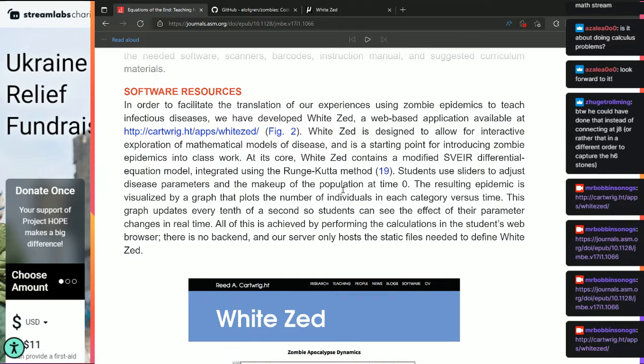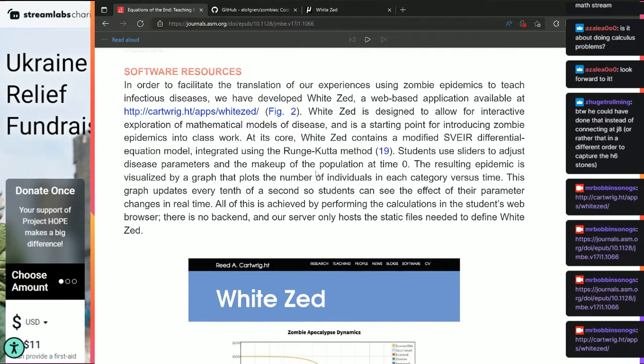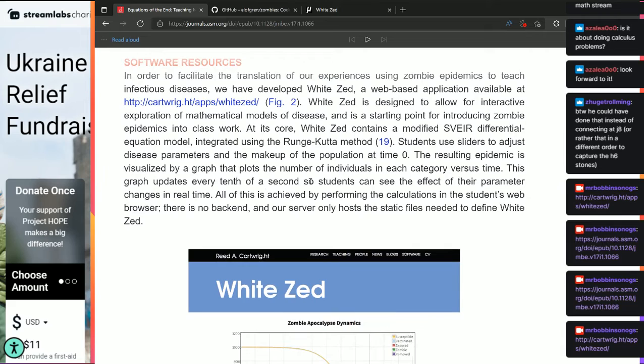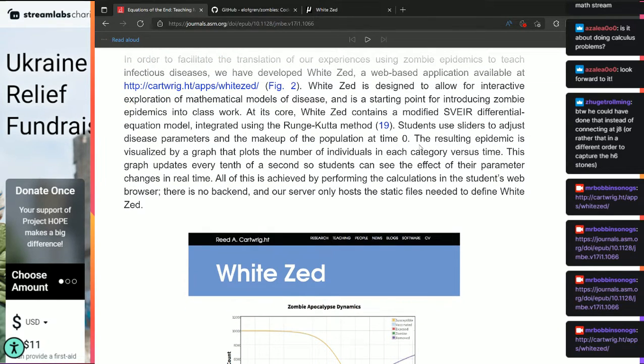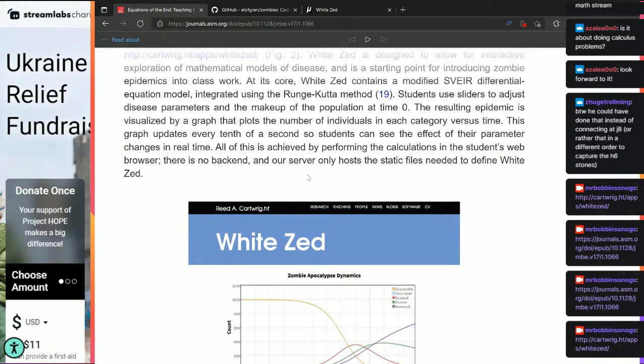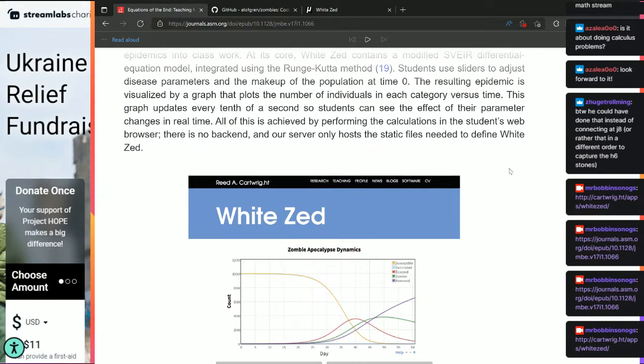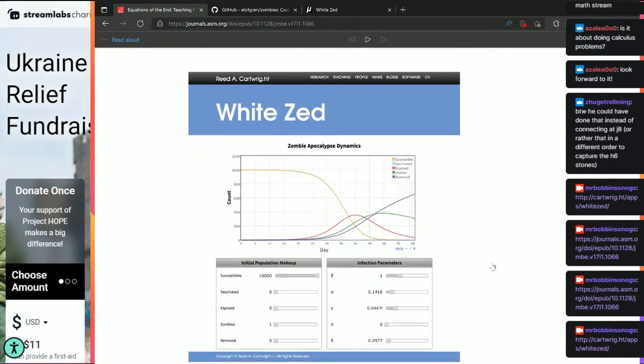Students use sliders to adjust disease parameters and the makeup of the population at time zero. The resulting epidemic is visualized by a graph that plots the number of individuals in each category versus time. This graph updates every tenth of a second so students can see the effect of their parameters change in real time. All of this is achieved by performing the calculations in the student's web browser. There is no back end, and the students only host the static files needed to run White Z.